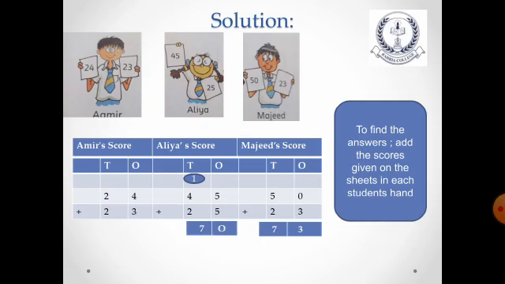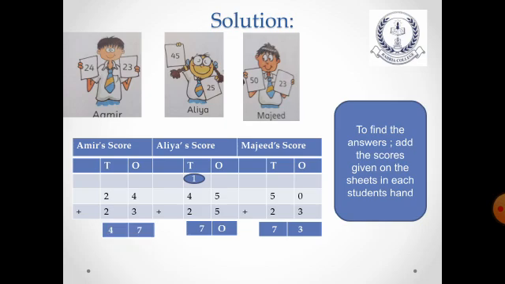Then comes the turn of Alia's score. Alia got 45 and 25 and the total is, start from the right hand side, 5 plus 5 is 10. 10 is a double digit number, so 0 will come in the ones column and 1 will be carried. So in the tens column now we have 3 tens, 1 tens, 4 tens and 2 tens. 1 plus 4 is 5, 5 plus 2 is 7. So Alia's total score is 70.